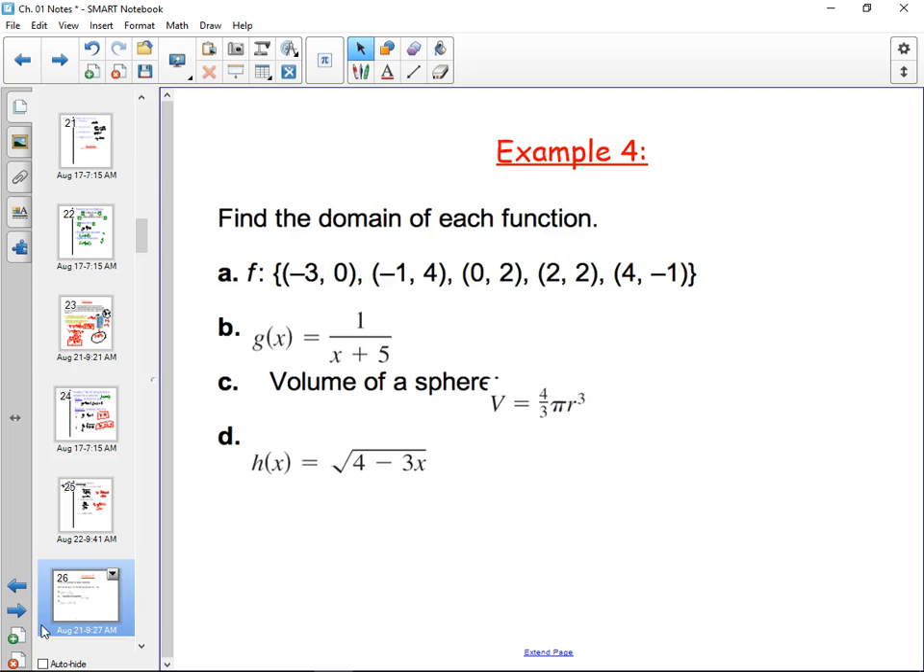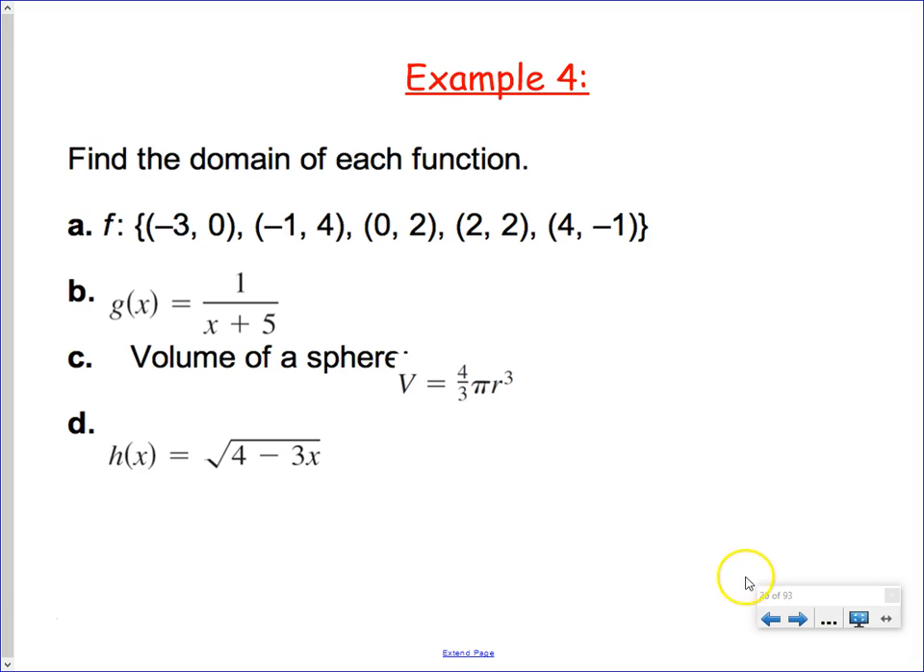The volume of the sphere, that was just the equation. I don't think D. 4 minus 3 is x. The square root can't be 0. h of x is less than or equal to 1. There's no real restriction, so x is any number anywhere greater than or equal to 0.